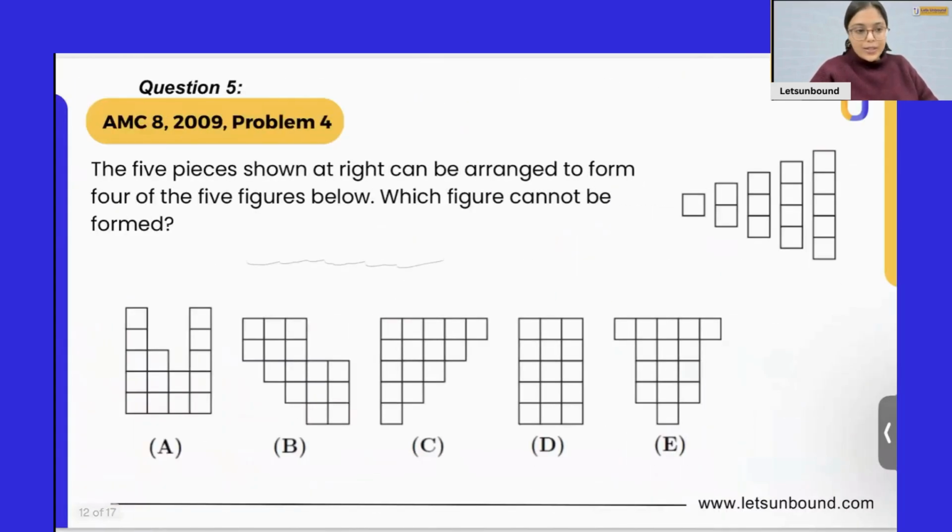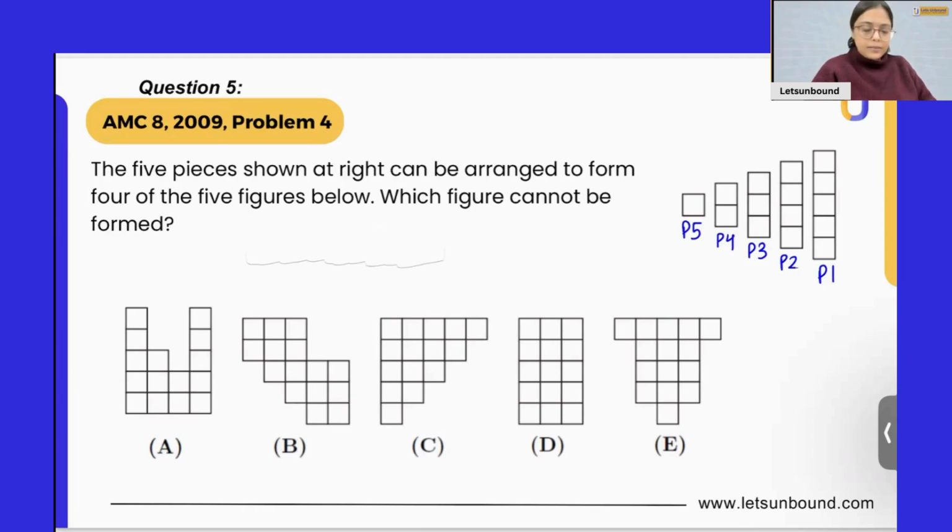Moving on to question 5, which is the last question. And it's from AMC 8, 2009, problem 4. The 5 pieces shown at right can be arranged to form 4 of the 5 figures below. Which figure cannot be formed? Very simple. You can see there are 5 pieces out there and we need to make some of the figures out of these 5 options, and which one you cannot make. So let me first name these as piece 1, piece 2, piece 3, piece 4 and piece 5 just to make it easy, right?